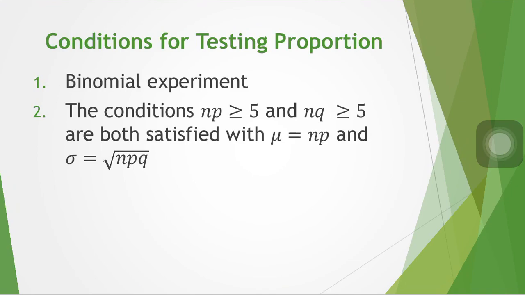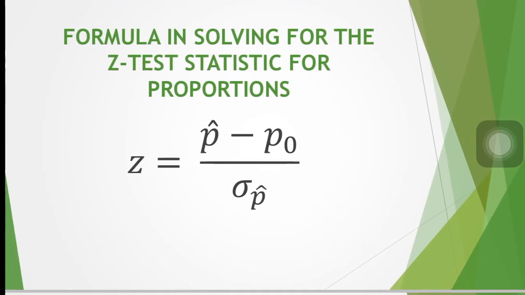Second, the conditions: if you multiply n, the sample size, and the proportion p, it should be greater than or equal to 5. And when you multiply n and q, remember q is 1 minus the proportion, it should be greater than or equal to 5. When both are satisfied, mu is equal to n times p, and sigma is equal to the square root of n, p, and q. Now what's the formula?